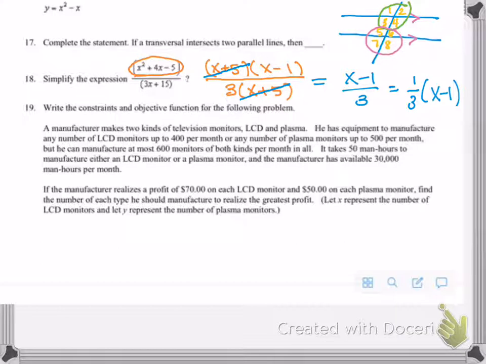Those are all equivalent to each other, so they're also true. The final problem we see here is number 19.